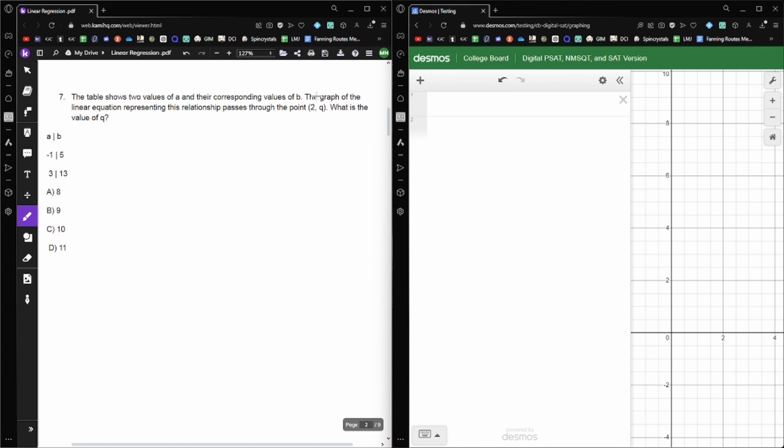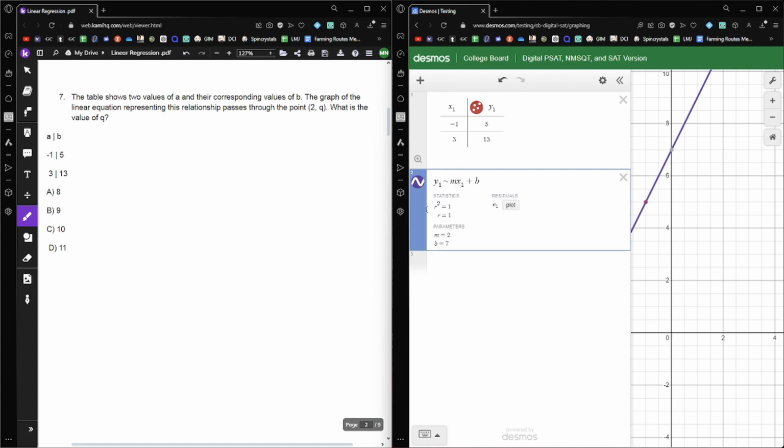Question number 7. The table shows two values of a and the corresponding values of b, so just x and y again. The graph of the linear equation representing this relationship passes through the point 2, q. What is the value of q? So once again, we have the table, so I'm gonna just plug these points in. Negative 1, 5, 3, 13, and y1 tilde mx1 plus b.